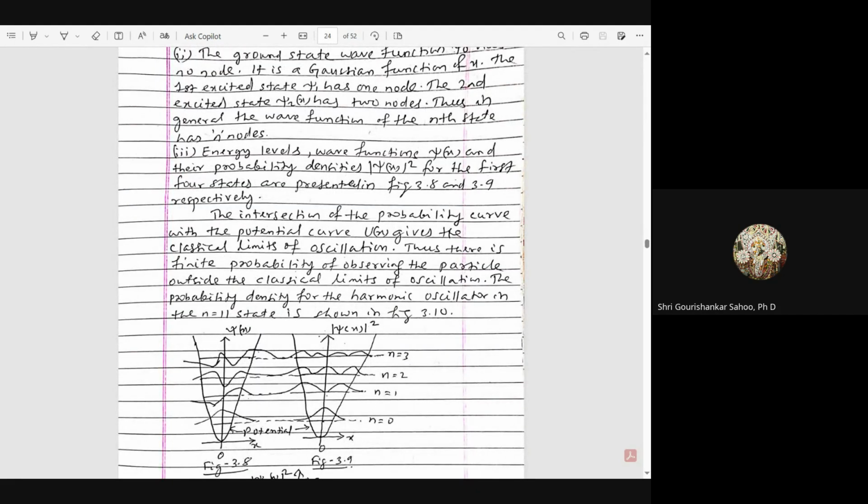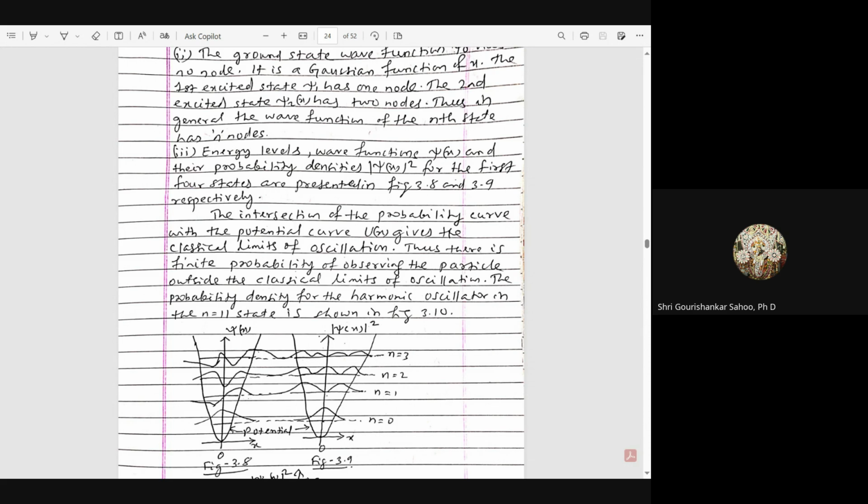It is a Gaussian function of x, and the first excited state psi 1 has one node. The second excited state psi 2 has two nodes. So in general, the wave function of the n-th state has n nodes. The energy levels, wave functions psi and their probability density psi square for the first four states are presented in the figure.